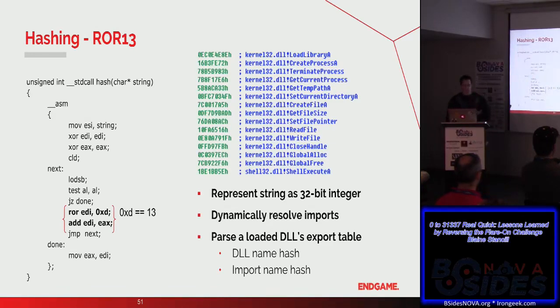So as a reverser, what you'll have to do is re-implement the algorithm. In this case, ROR 13 is pretty canned. There are a lot of scripts out there that you can use to pre-generate a list of known hashes from different DLLs and exports and just auto-match them up. But if they're using a custom hashing algorithm besides ROR 13, you'll have to make your own. It's not hard to do. Nice little IPython script.